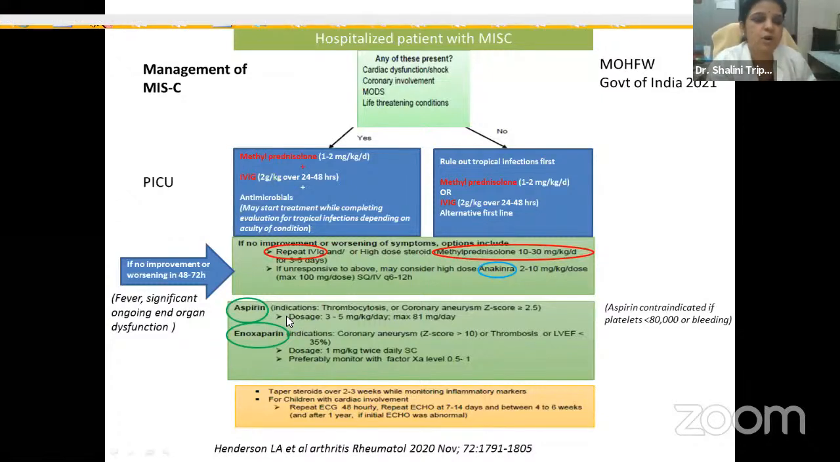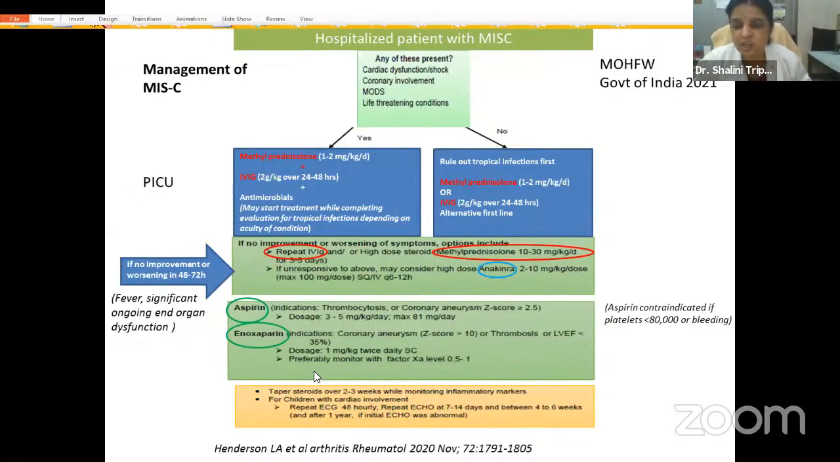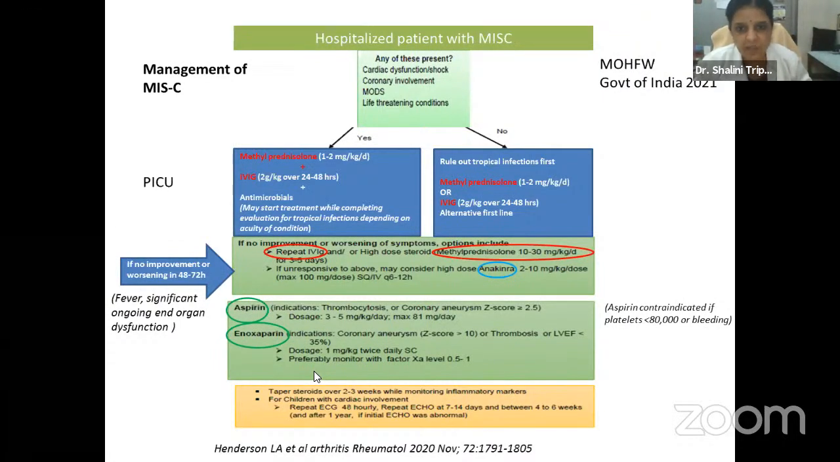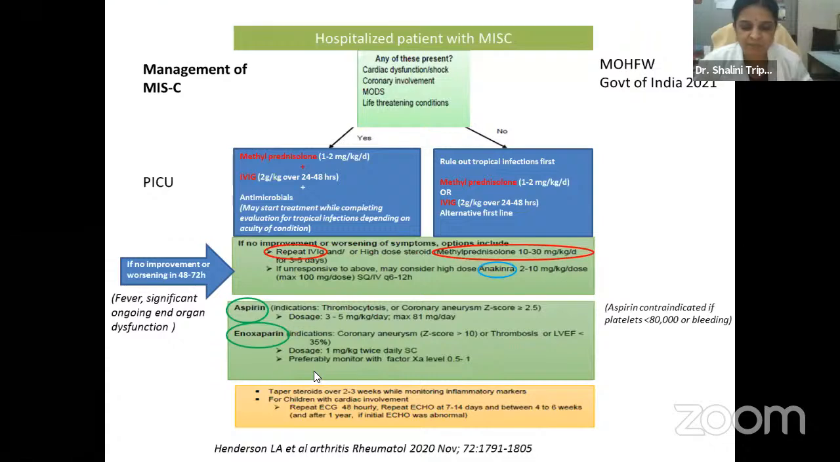Then the next box says that we have to give aspirin, but aspirin is not to be given in each and every case of MIS-C, and we must always look at the platelet counts. If the platelet count is less than 80,000 or the patient has an active bleed from any site, aspirin is contraindicated. Otherwise, for thrombocytosis and coronary artery aneurysm, if the coronary artery size is more than 2.5 Z score, then aspirin in a dose of 3 to 5 milligram per kg per day, maximum of 81 mg per day, is given.